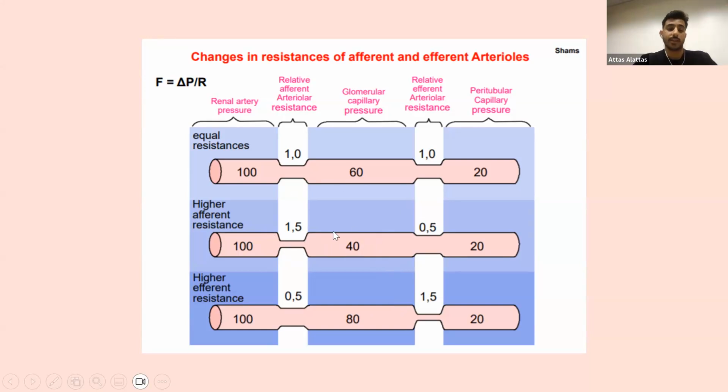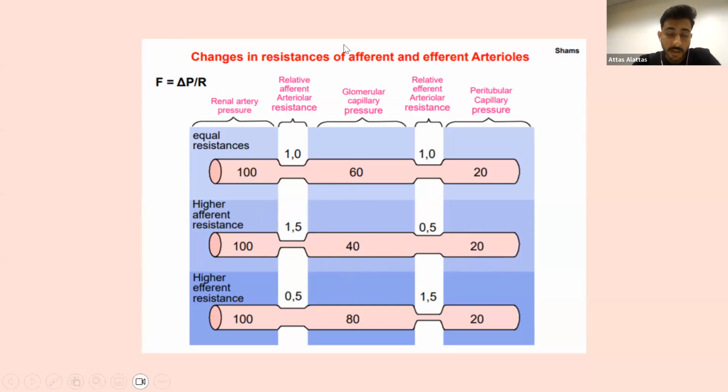So this is just, as I said, a hypothetical scenario. In real life, that usually doesn't happen. However, in this slide, what he wants you to understand is that if you keep the total resistance equal, you will not change the peritubular capillary pressure, but you'll only change the glomerular capillary pressure. That's what he needs you to understand in this slide.